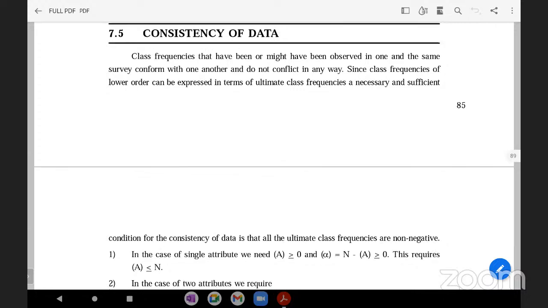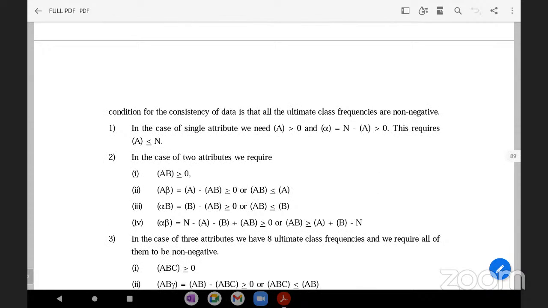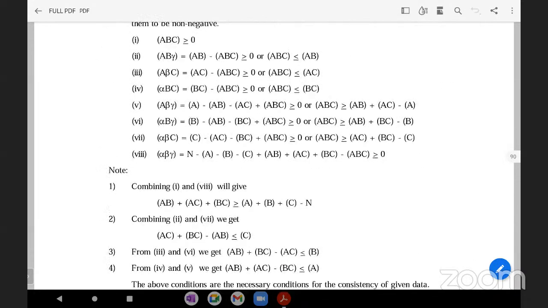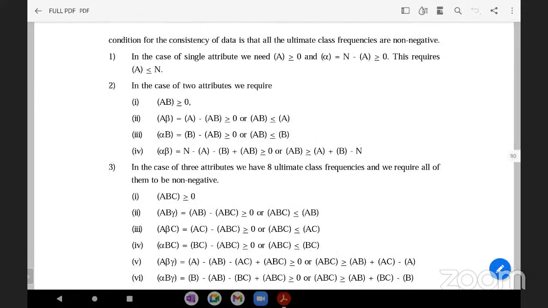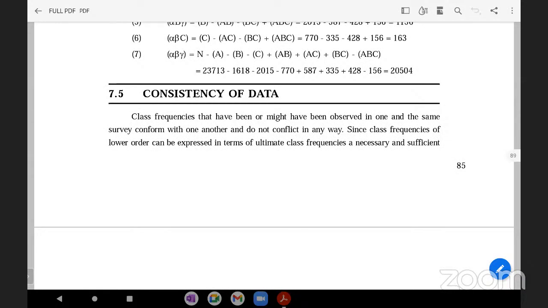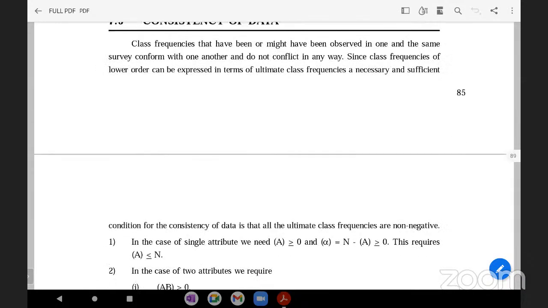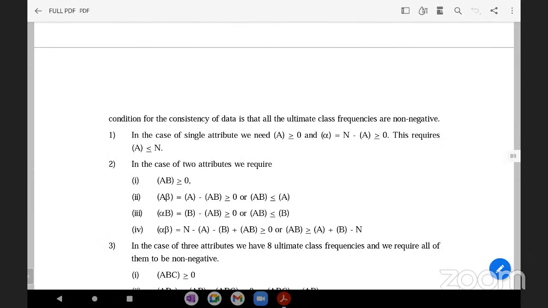Now, the consistency of the data: its conditions must be satisfied. One by one, we should study these conditions. From the exam point of view, if asked to discuss the consistency of the data, these are the steps. It is a necessary and sufficient condition, and its corresponding points should be mentioned in the answer.